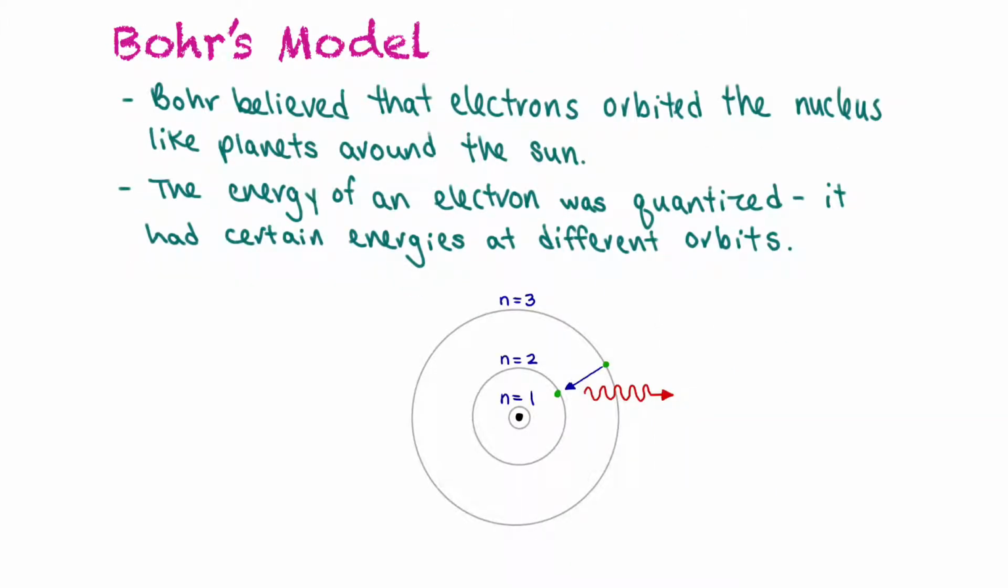So if we recap a little bit of what Bohr understood, from grade 9 and 10, Bohr believed that electrons orbited the nucleus kind of like planets around the sun. You probably learned how to draw a Bohr model where you would draw the nucleus and show how many protons and neutrons were in the nucleus, and then draw orbits around and put 2 electrons in the first orbit and then 8 in the next, and so on until you've distributed all your electrons. Bohr said that the energy of an electron is quantized, which is a big word for just saying that it has different energies at different orbits.